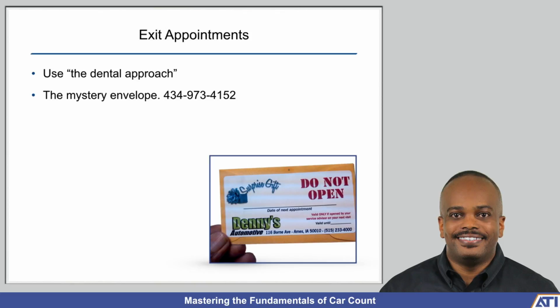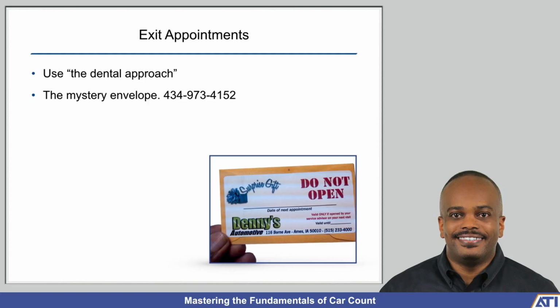Now, the mystery envelope, I've got it pictured here. That's something that a lot of our shops have had success with. It takes the edge out of the whole exit appointment process because it makes it a game. So you can actually put things inside of this mystery envelope like a free oil change, $20 off their next service, a free car wash, but it's an incentive. So when that customer comes back for their appointment, they get a prize. And as you can see, it's pictured right there. You write the appointment right there on the front.